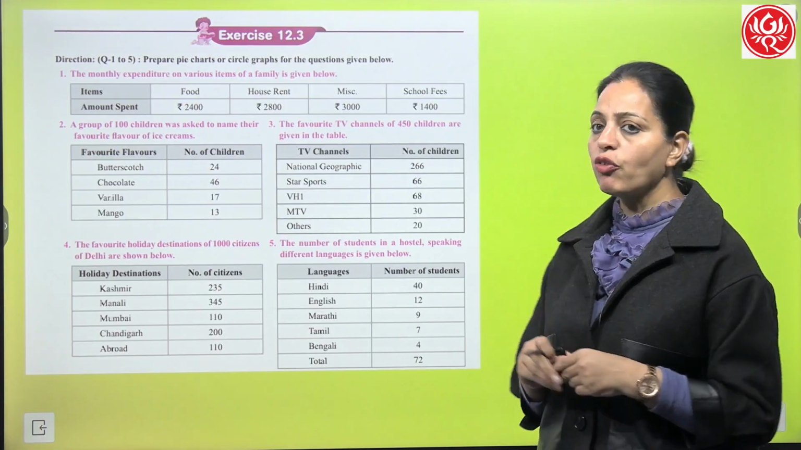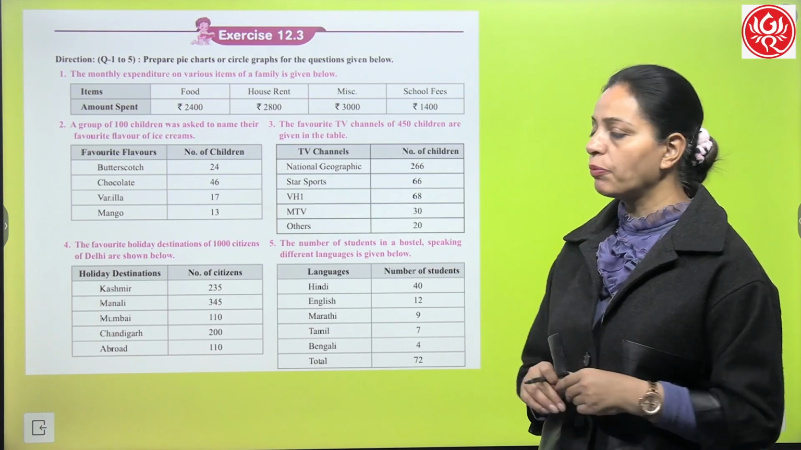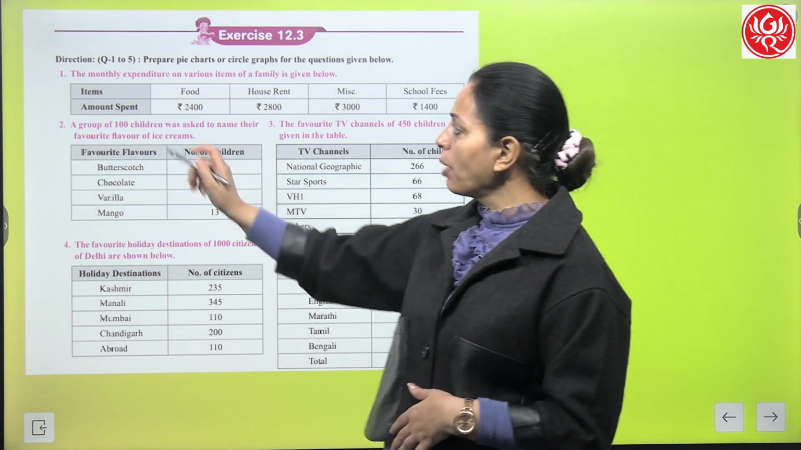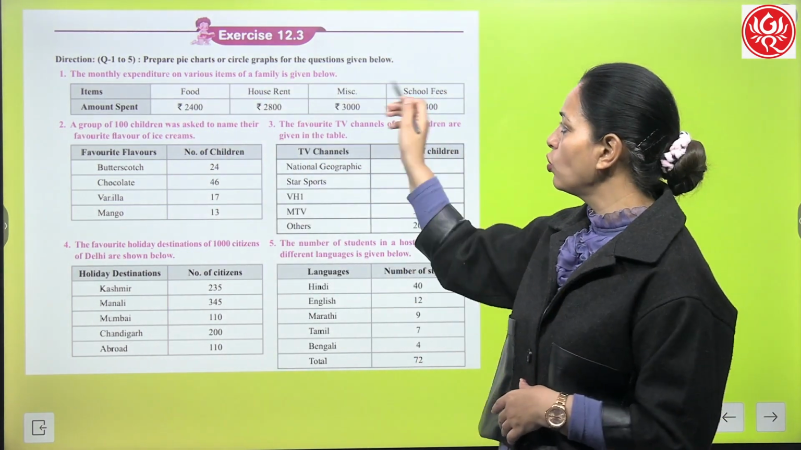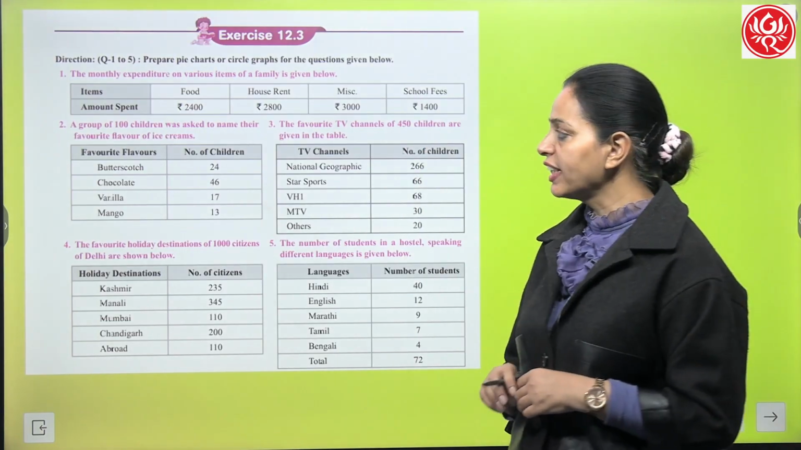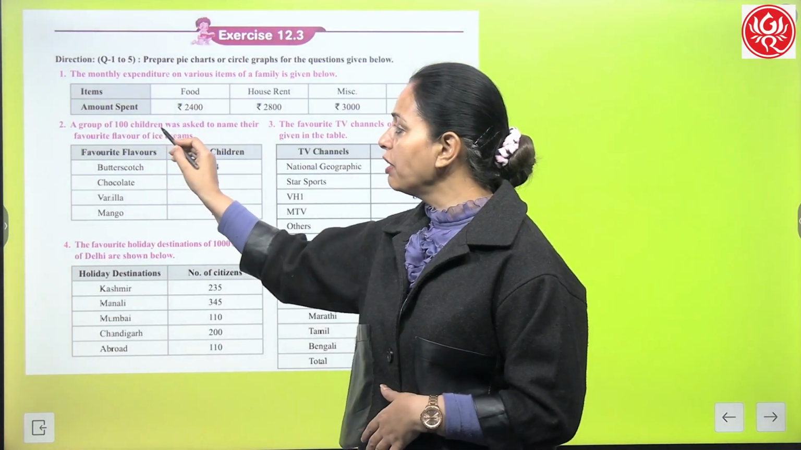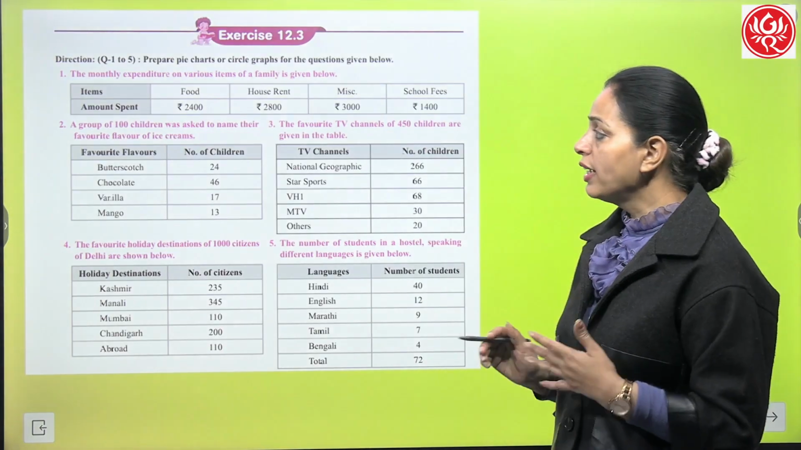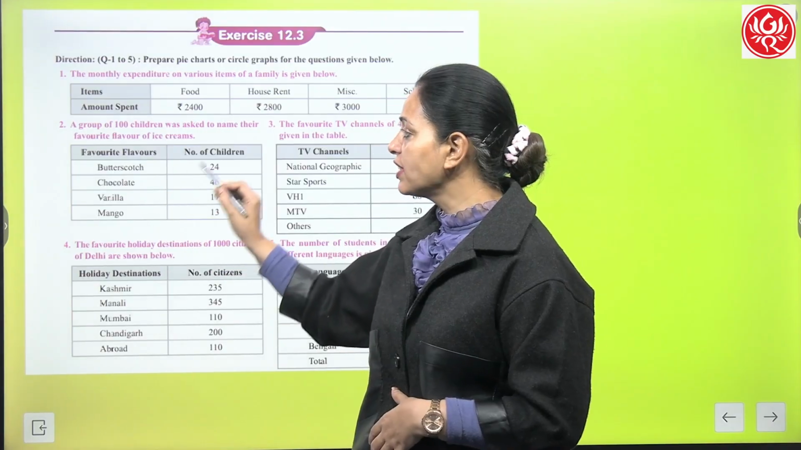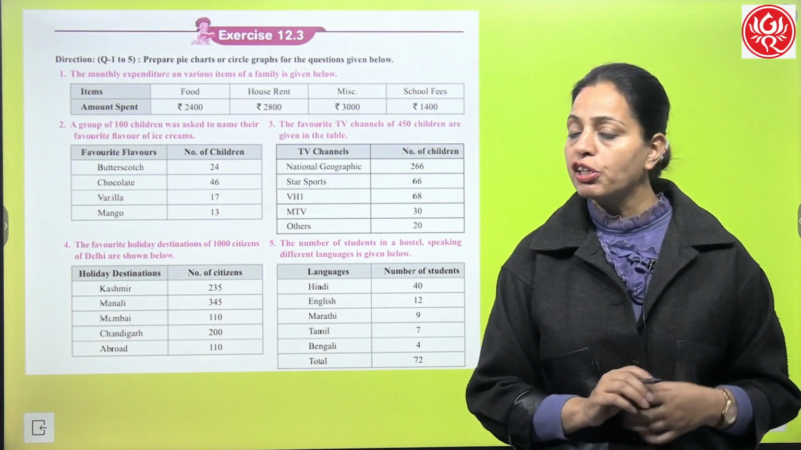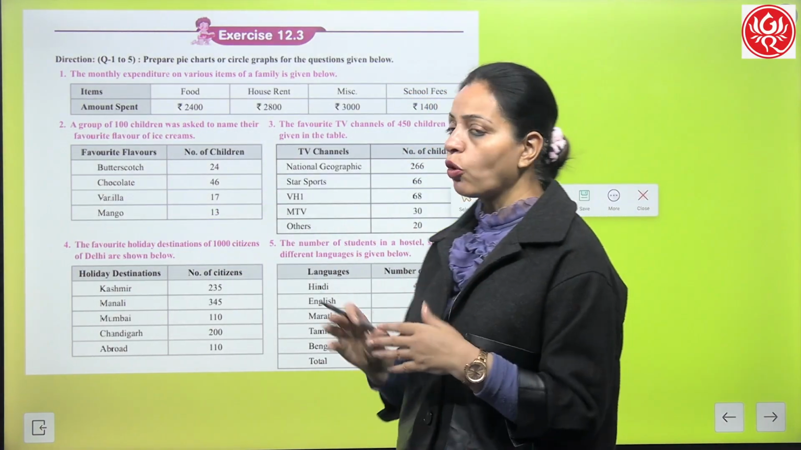Now see exercise 12.3 based on such type of example. See question number 1 to 5. Prepare pie charts or circle graphs for the questions given below. See the second question. A group of 100 children was asked to name their favorite flavors of ice cream. So here favorite flavors given and number of children given. So we have to draw the pie chart.